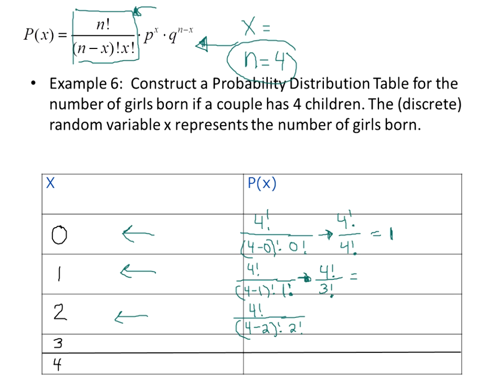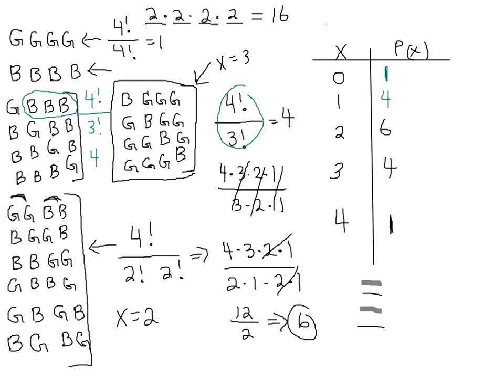Now 1 factorial is just 1, I don't have to worry about. So 4 factorial over 3 factorial, that's just 4. And I had already done the calculation for that. And then this part right here, that's 4 factorial over 2 factorial times 2 factorial. So this is where we ended up getting 6. All right, so far I have 3 of them. I have 1, 4, and 6. Let's see what happened over here. I have 1, 4, and 6.